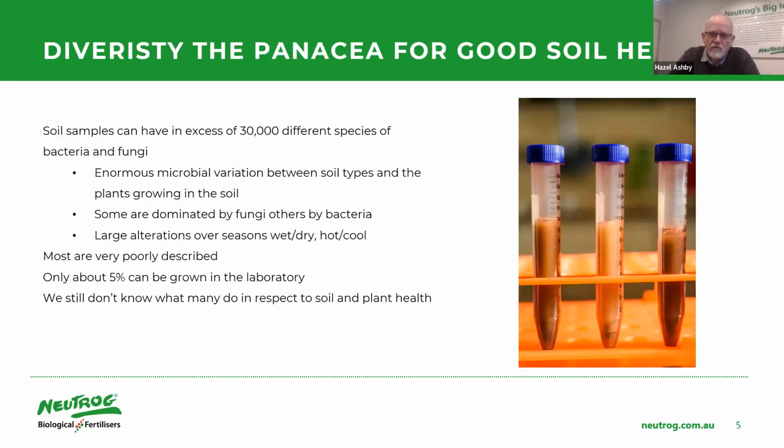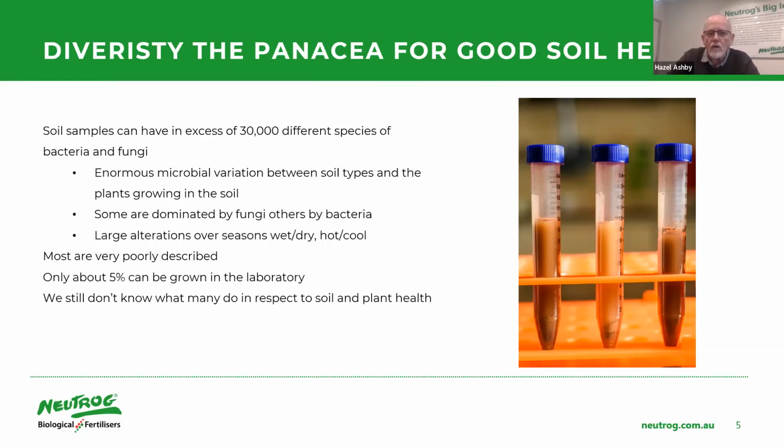You'll see a slide here of what we do at Neutrog. We get soil samples in, we mix them with saline, and then we start to look for beneficial microbes. There can be about 30,000 different species of bacteria in any specific soil type. That variation depends upon the type of soil and the plants growing there, and obviously also the environmental conditions: wet versus dry, and also hot versus cold.